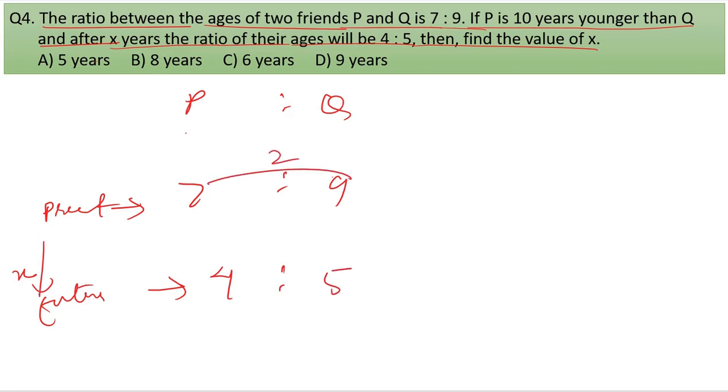Now let us check the gap between P and Q. Here we have 2, and here we have 1. It is not equal, so let us make them equal by multiplying by 2. Here 2 times 2 is 4 to 8, and now we have 5 to 10. Here we have a gap of 10.